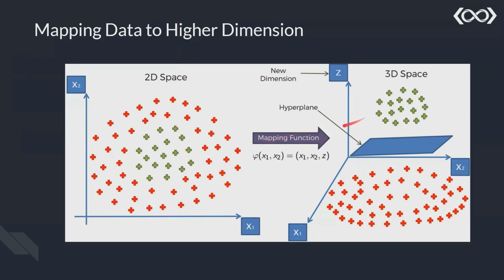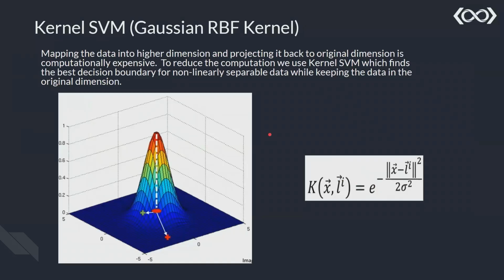So we avoid using this mapping function, and we use something called Kernel SVM. In Kernel SVM, we avoid mapping the data into a higher dimension. We do all our calculation in the original dimension, and still we are able to find the decision boundary effectively.